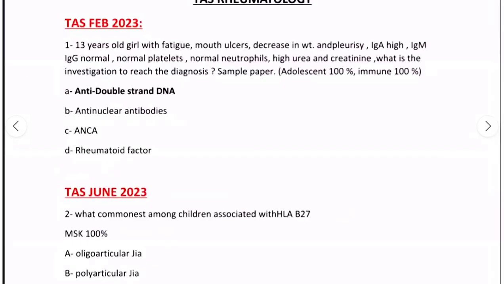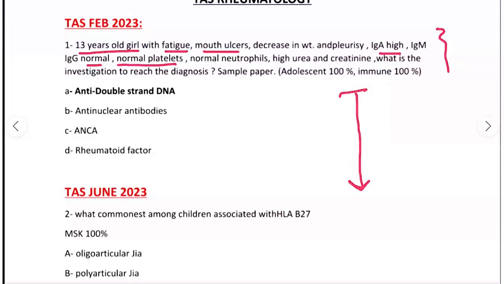The first: a 13-year-old girl with fatigue, mouth ulcer, decrease in weight, and pleurisy, IgA that is high, IgM and IgG normal, normal platelets, normal neutrophils, high urea and creatinine. What is the investigation to reach the diagnosis? Basically, in the exam, you will get long scenarios. Here they have written a normal platelet count. In your real scenario, they will give you a platelet number like 320 and a neutrophil count of 60%, so we have to interpret what the normal value is.